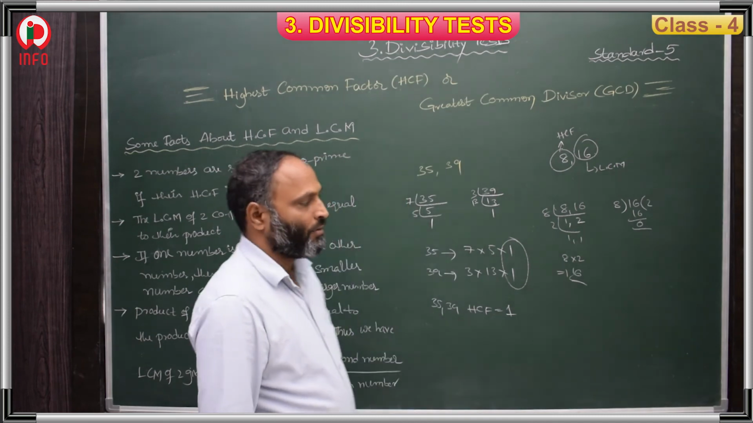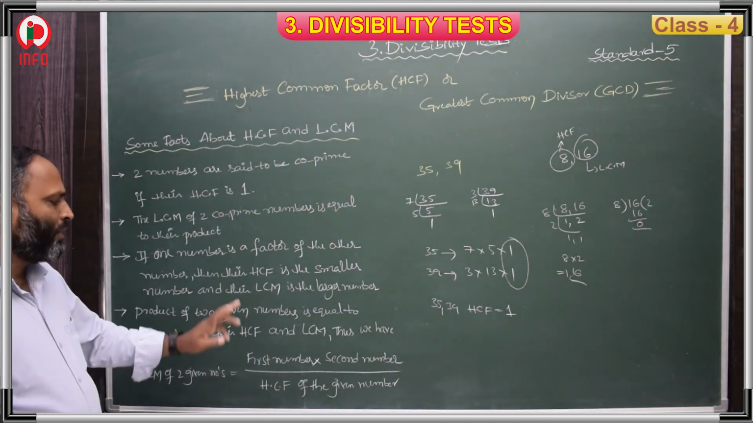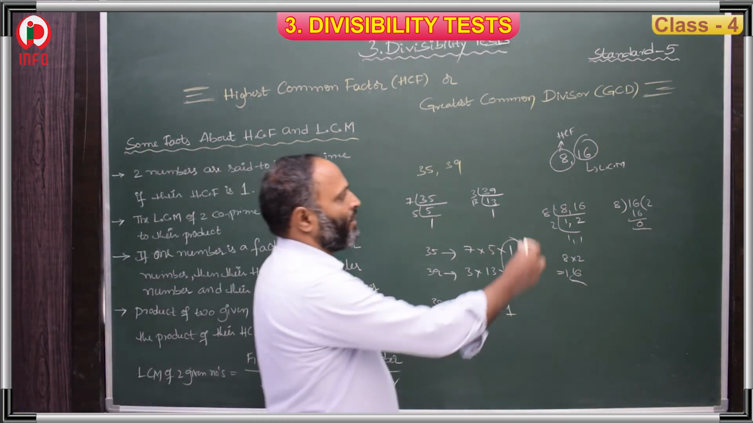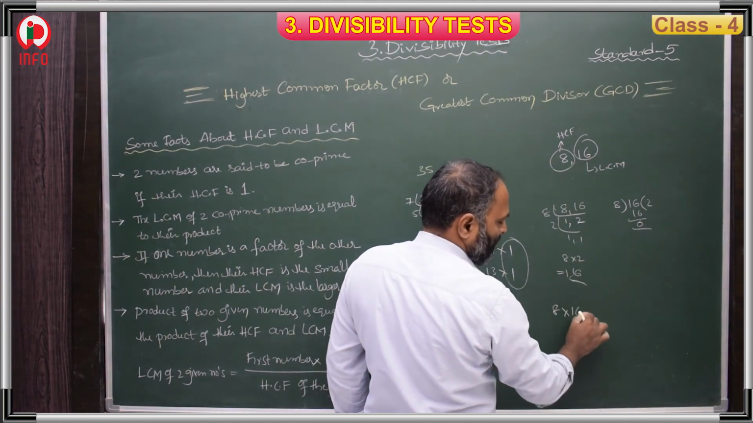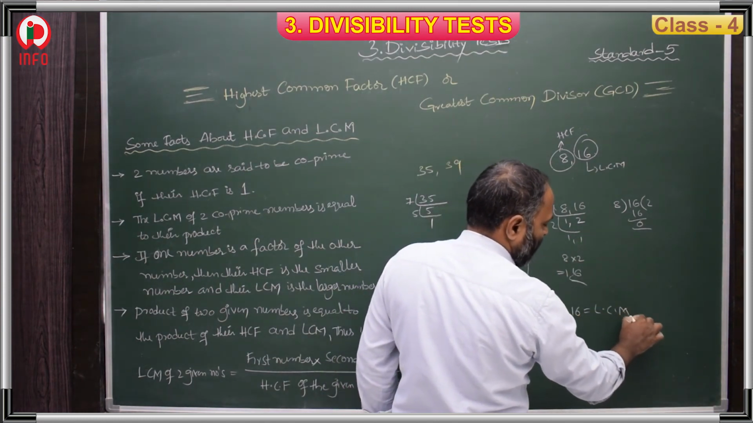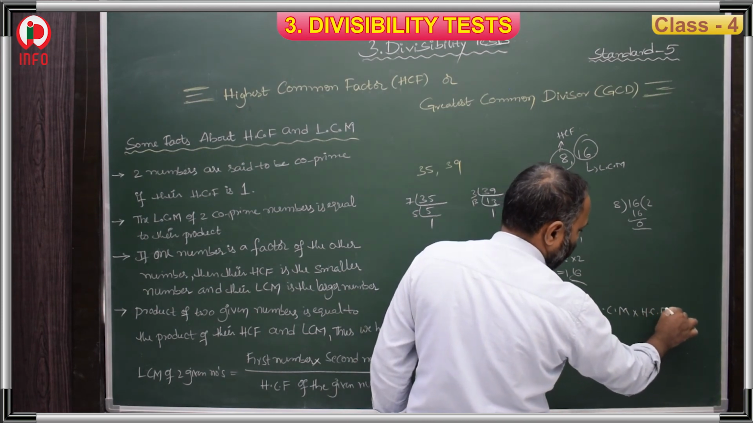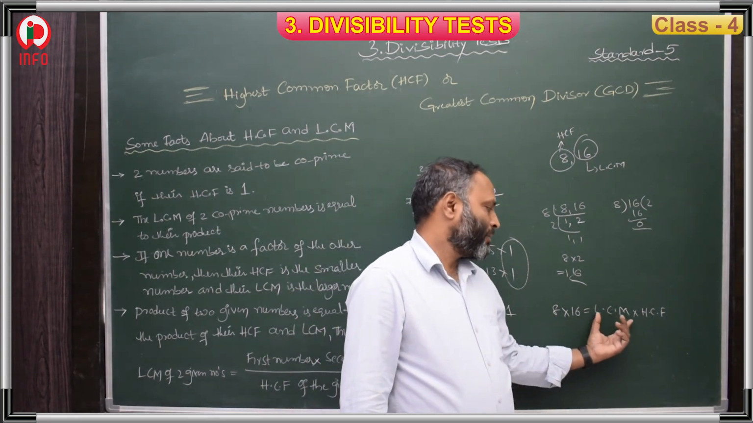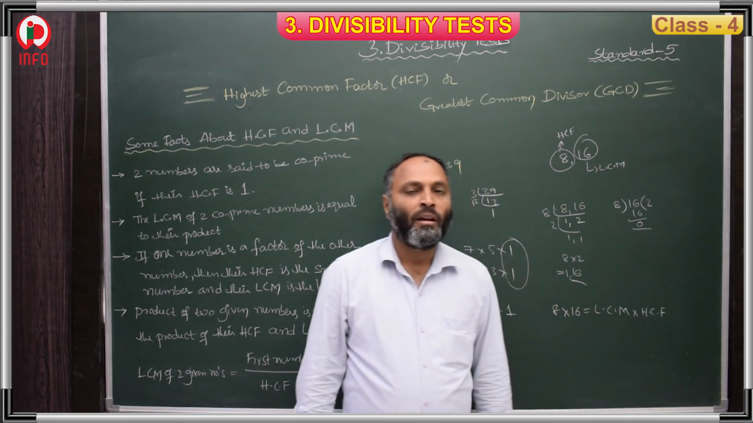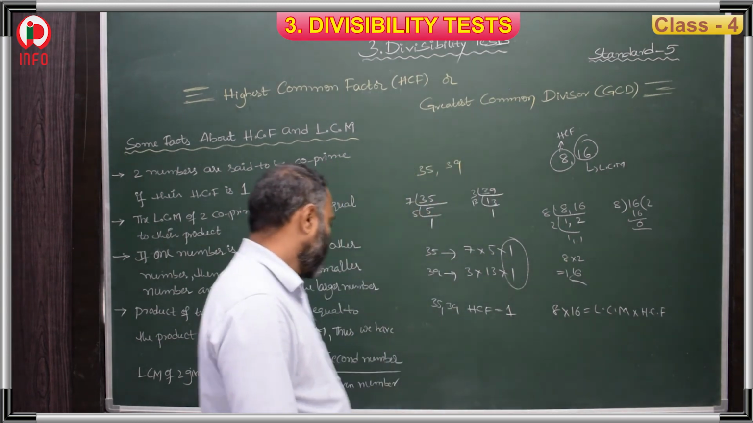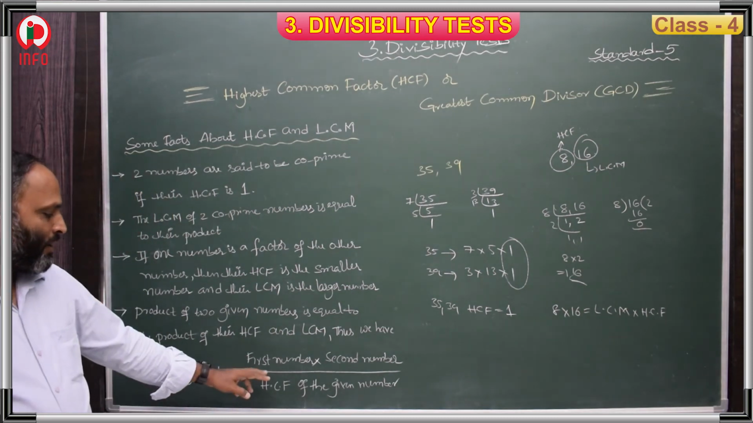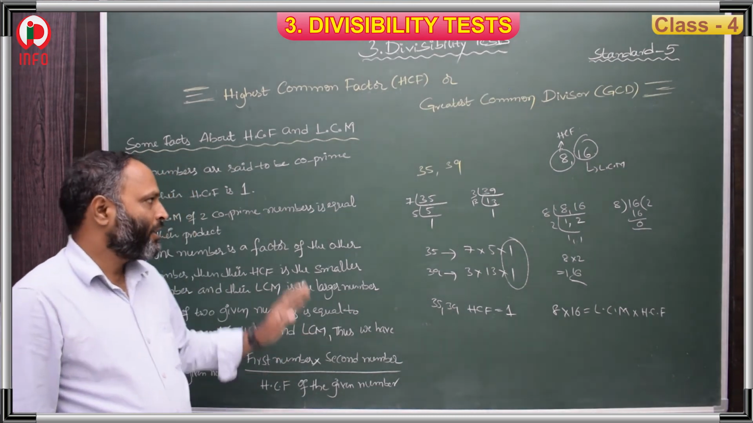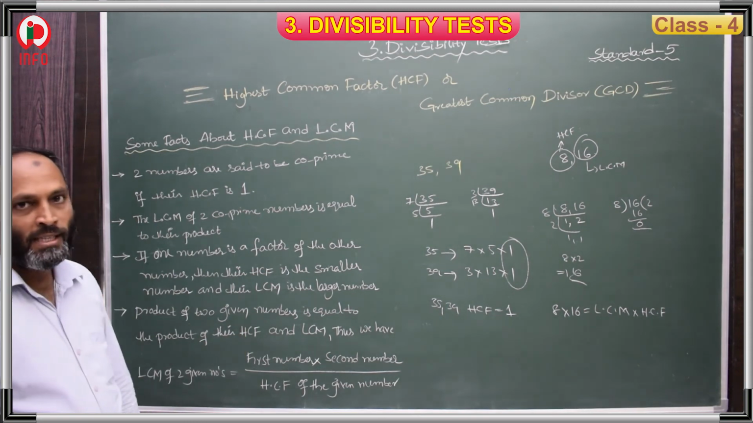Then the fourth rule: the product of two numbers is equal to the product of their HCF and LCM. If two numbers are 8 and 16, the product of the two numbers is equal to LCM into HCF. Otherwise, LCM can be written as the first number into the second number divided by the HCF of the given numbers. So these four are the facts about HCF and LCM.